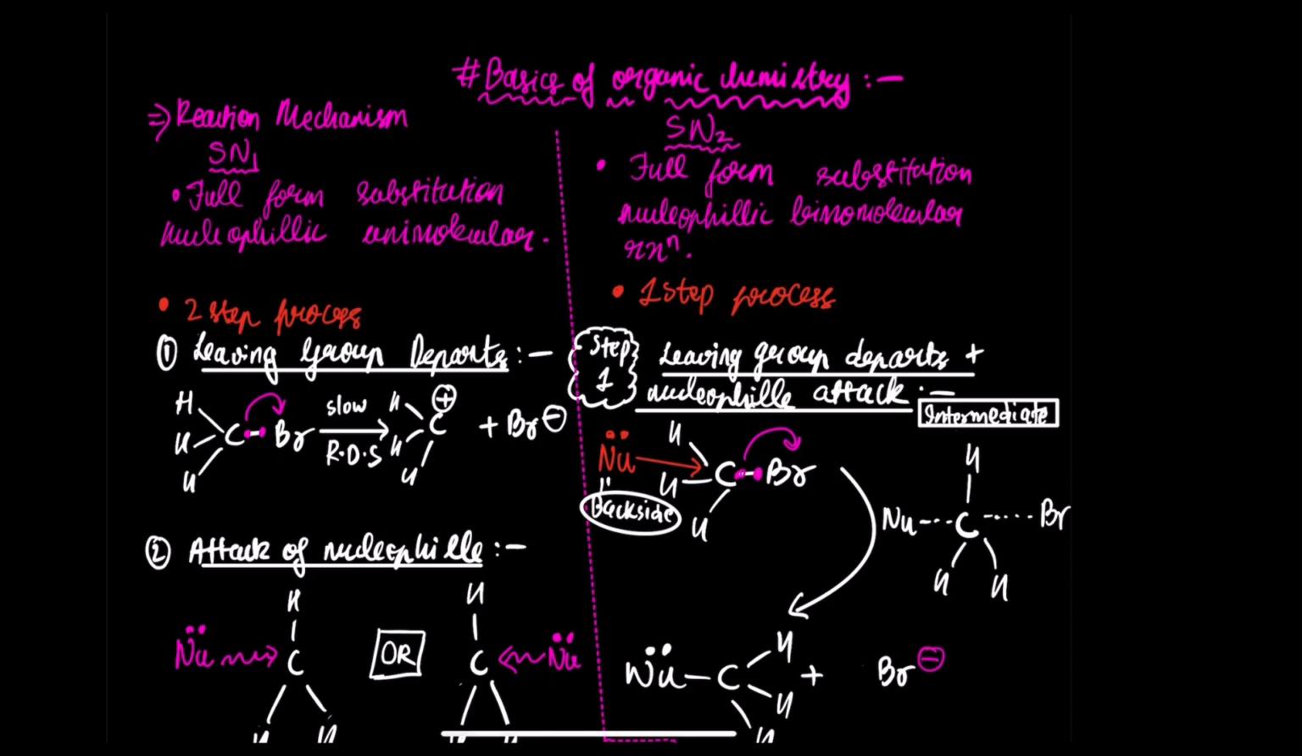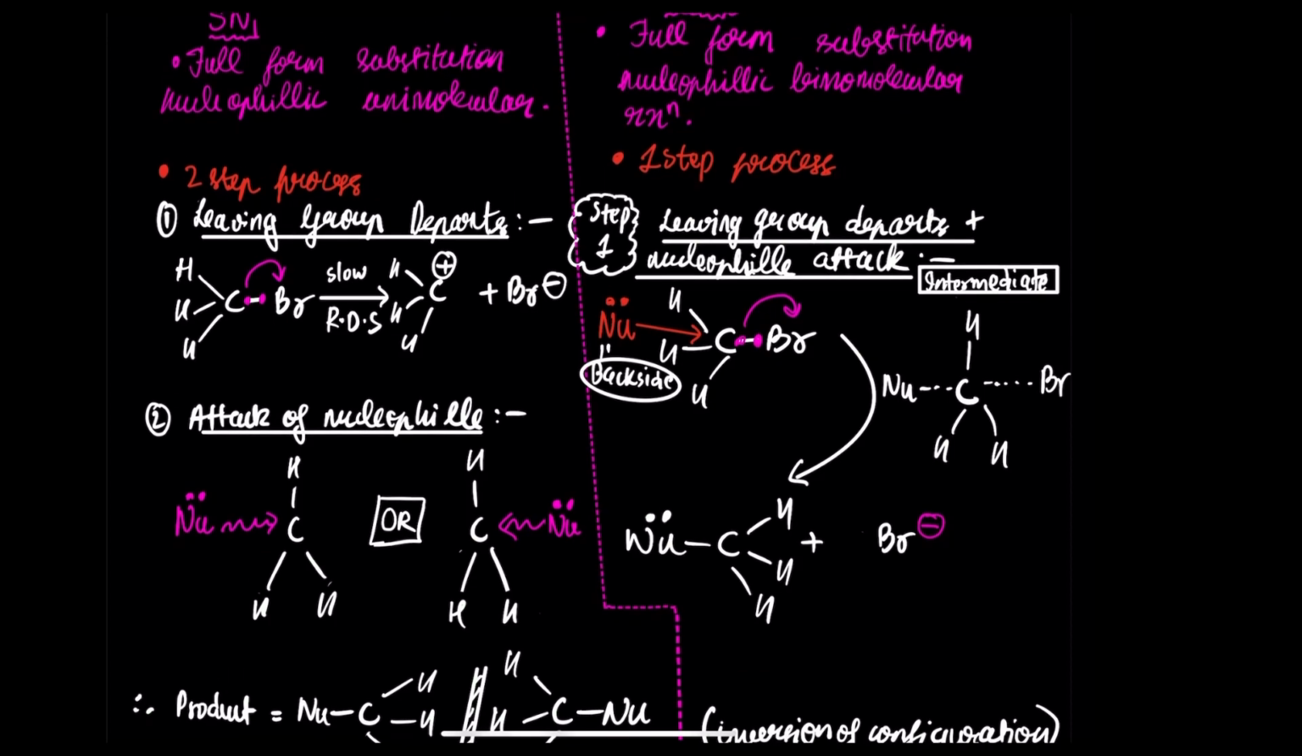In the SN2 mechanism, the full form is substitution nucleophilic bimolecular reaction, SN2. And this is a one-step process, meaning that in the earlier one we had a two-step process, where first the leaving group departs and then we have the attack of the nucleophile.